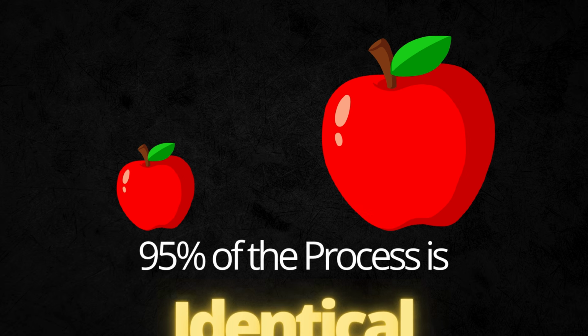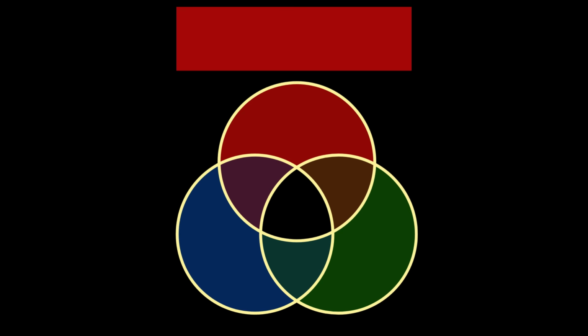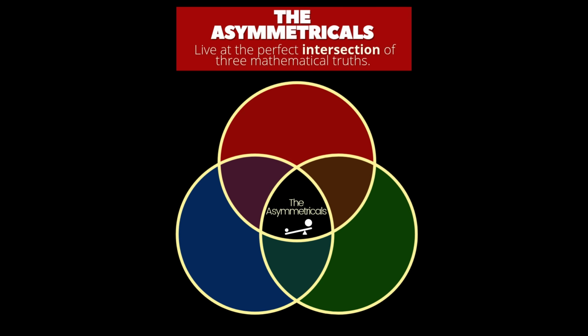And that's what stuck in my mind. 95% of the process was identical. It was that tiny 5%, the nutrients, the timing, the soil. That's what made one explode in size and the other stay normal. These tiny hinges that open big doors, these very small inputs that create very large outputs, that idea stuck with me. And today we call those little inputs that drive big results asymmetricals.